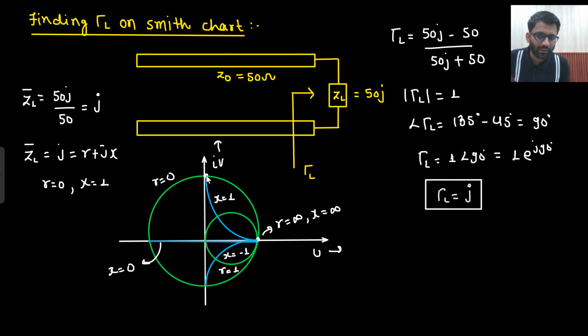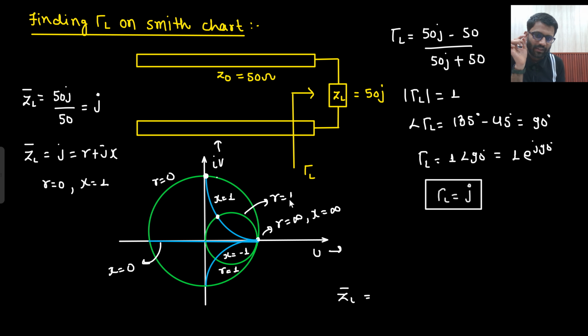They are cutting on this particular point. R equals to 0 and X equals to 1. So this point represents your ZL dash. R equals to 0 and X equals to 1. What do you think this point will represent? This point will also represent some ZL dash, but this point will be different, because what is this circle? This circle is R equals to 1.